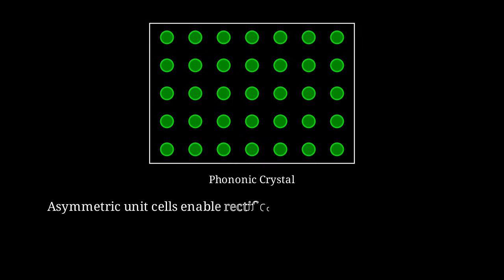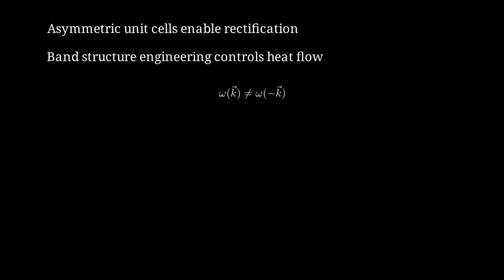By designing asymmetric unit cells, where the scattering centers are not symmetric, we can create directional phonon transport. We can engineer the phononic band structure to allow certain frequencies in one direction but not the other. The dispersion relation omega of k vector does not equal omega of negative k vector. This non-reciprocity in the band structure is key to rectification.